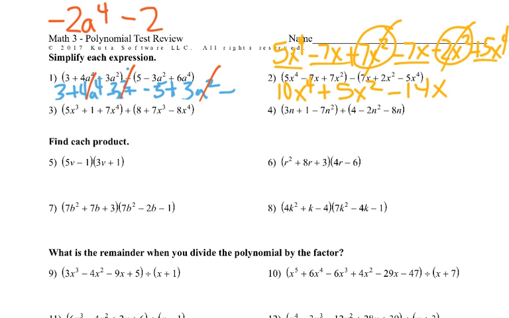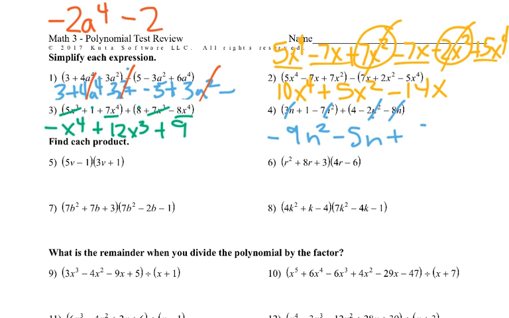When it's addition, we just start combining like terms. So 7 minus 8 would be a negative x to the 4th, or negative 1. 5x cubed, 7x cubed, plus 12x cubed. 1 and 8, plus 9. And the last addition one, we would go with squared first, negative and negative would give us negative 9n squared. Then 3n minus 8n would be negative 5n. Then 4 and 1 would give us a positive 5.